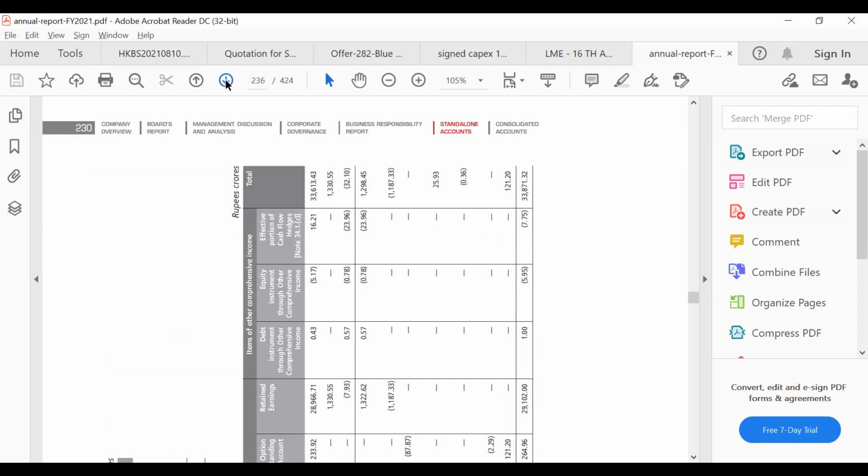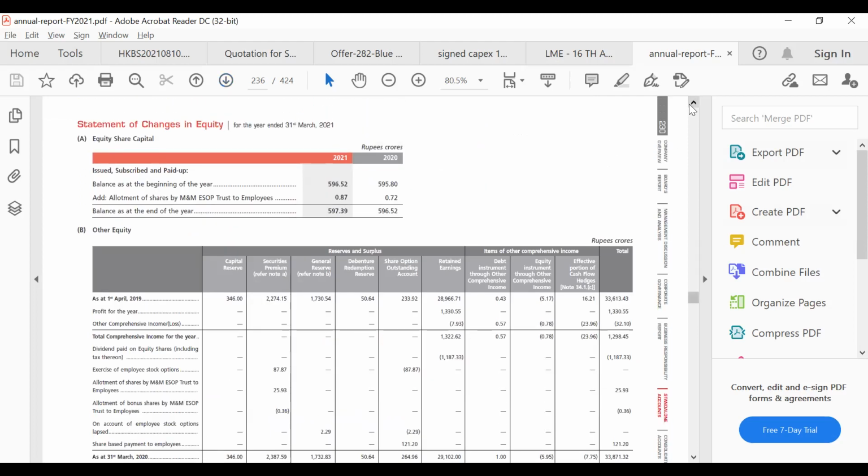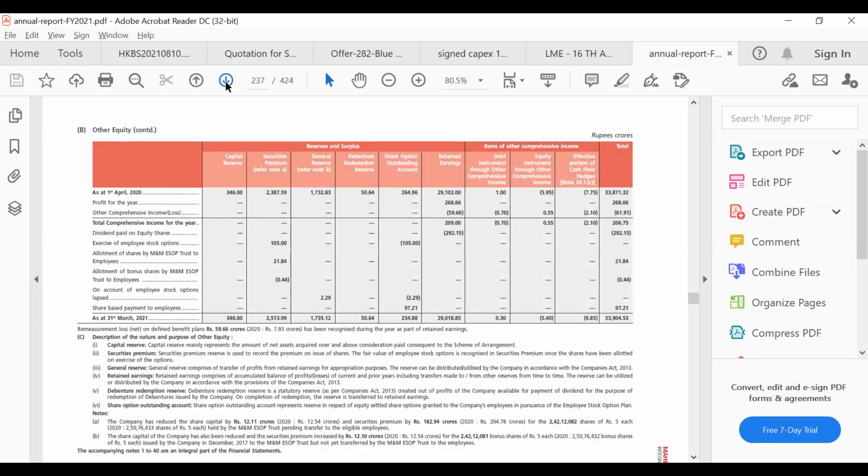Now this is on page 236. This is your statement of changes in equity. This table shows the value for financial year 1920, but we want the detail for 2021. Go to the next page, which is 237. In that you can find retained earnings, which is 29018.85. So 6 financial values or data we have captured.